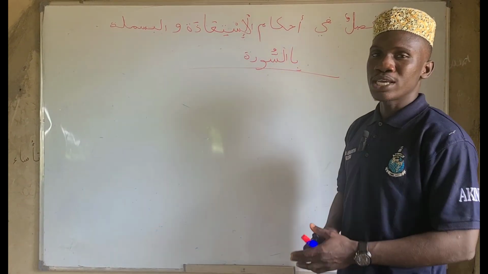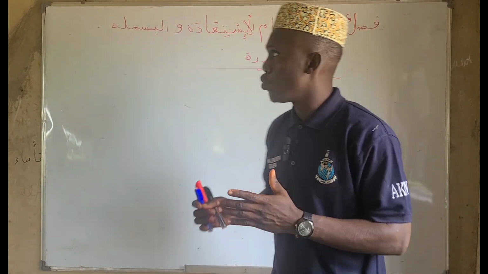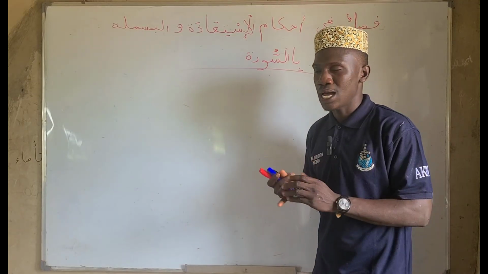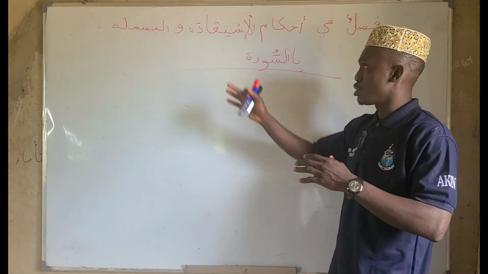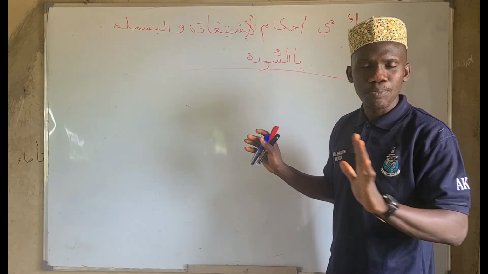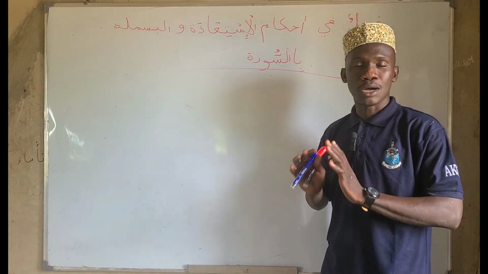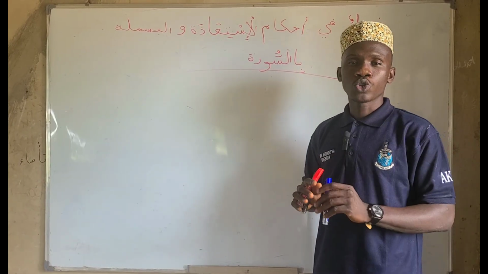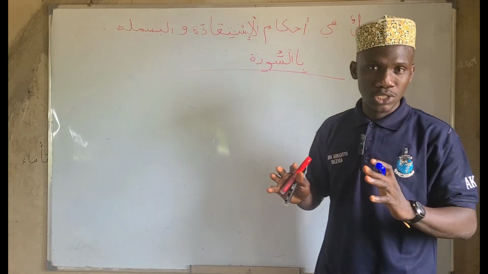Today, the lesson we have been looking at is Faslun fi Ahkamil Isti'ādhah wal Basmalah bi Surah. Meaning that we are looking at the way in which we can read Isti'ādhah, known as أعوذ بالله من الشيطان الرجيم, and Basmalah, Bismillahir Rahmanir Rahim, with any place in the Holy Quran. Surah actually means chapter, but here what we are looking at is any verse of Holy Quran.